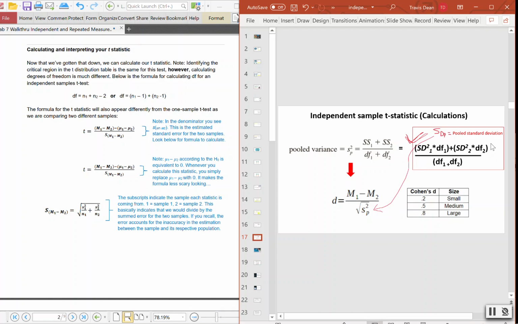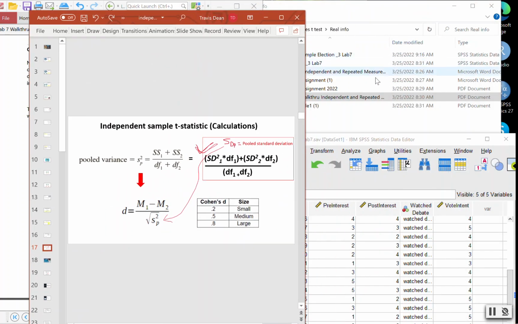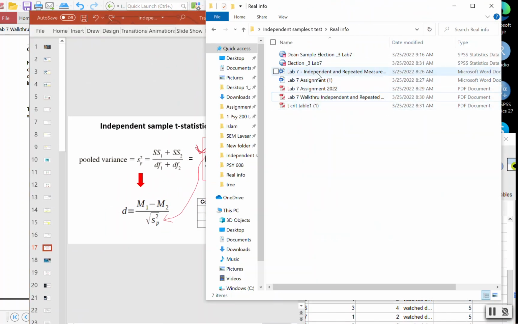At any rate, what I am going to do is direct you through this process of getting this information. The very first thing that we need to do is, let me just move this to the side here. So let's see, we have your assignment right here.